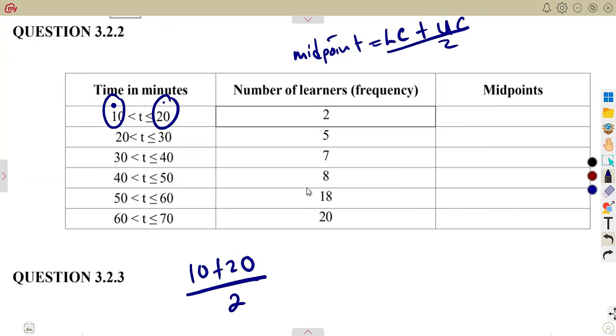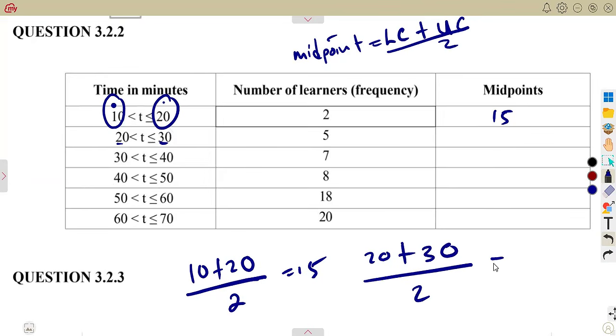You're going to do that, guys. So this was going to be 15. That's how you calculate your midpoints. You do the same thing from 20 to 30. You just have to add 20 plus 30. What is in between 20 and 30? 50 divided by 2, which is 25. You do the same thing. 30 to 40, which was going to be 35.